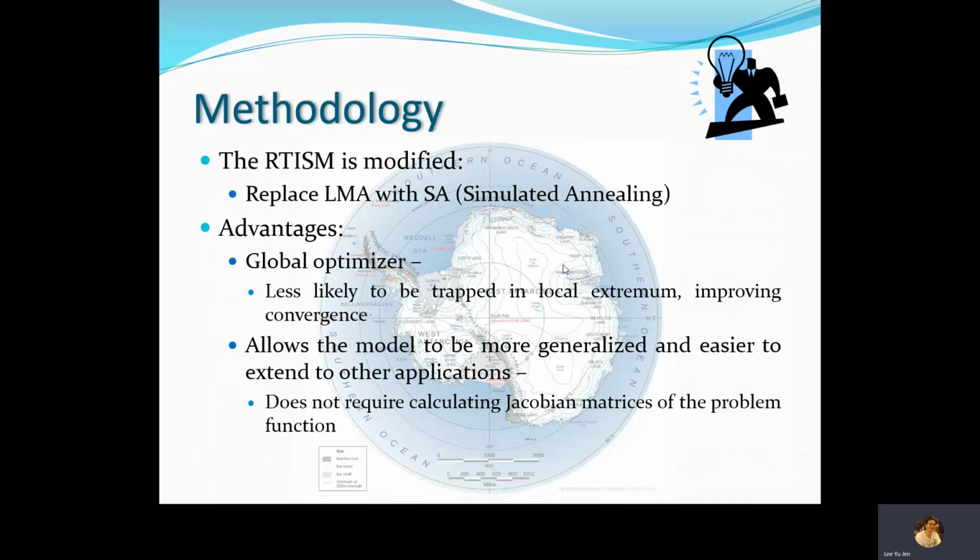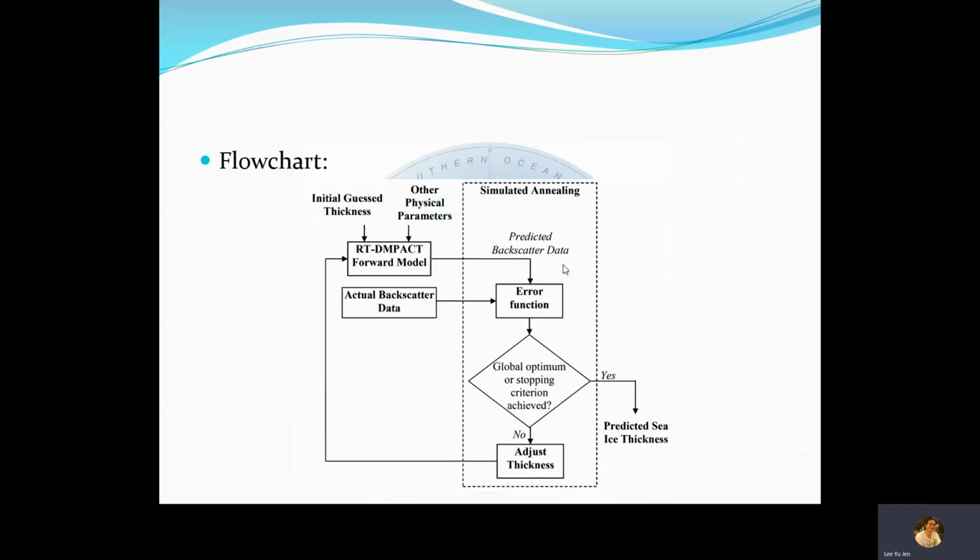So in the current work presented today, we are proposing to replace the LMA with simulated annealing. So SA is a global optimizer which improves the convergence because it is less likely to be trapped in the local extremum. And because it does not require calculating the Jacobian matrices of the problem function, it becomes more generalized and it's easier for us to extend the model to other applications.